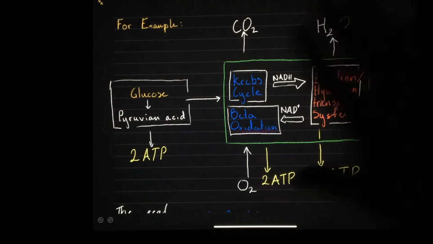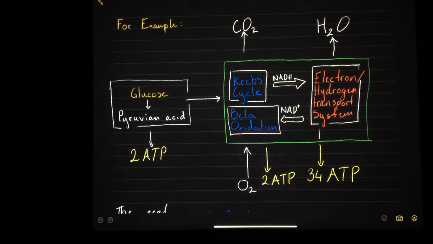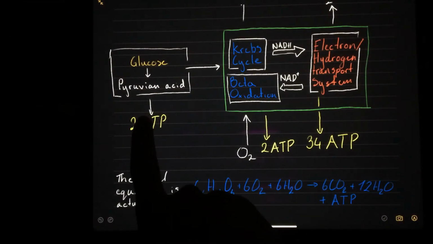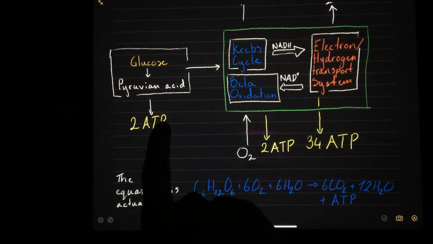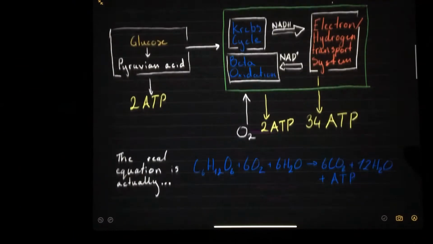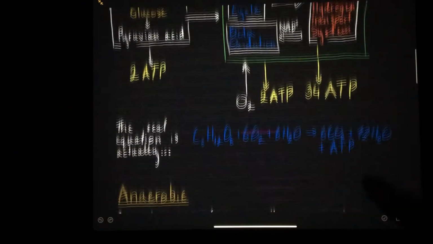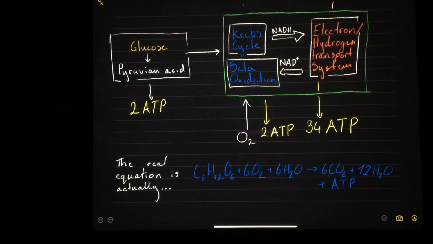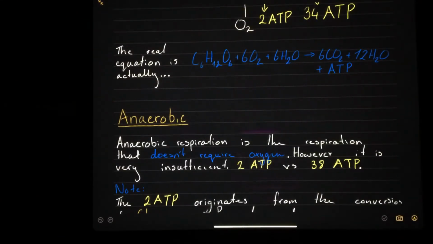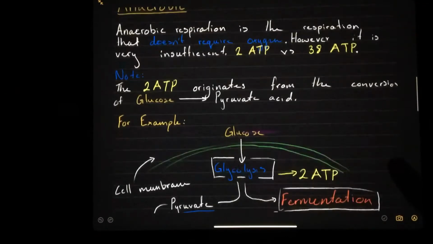Again, for IGCSE, you do not require the knowledge of this. All you have to know is that anaerobic respiration makes 2 ATP, in stark contrast to the 36 ATP created by aerobic respiration, right? And even then, you don't have to know the precise details, like 36 ATP and 2 ATP. You just have to know that aerobic respiration is far more productive. This is the real balanced equation, I suppose, but again, you don't have to know this.